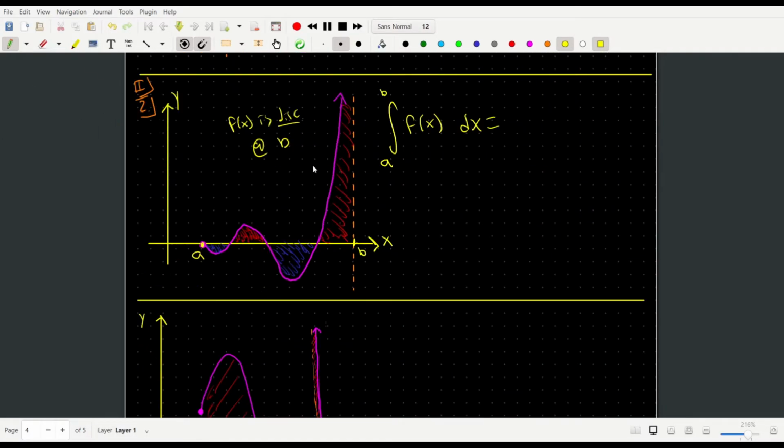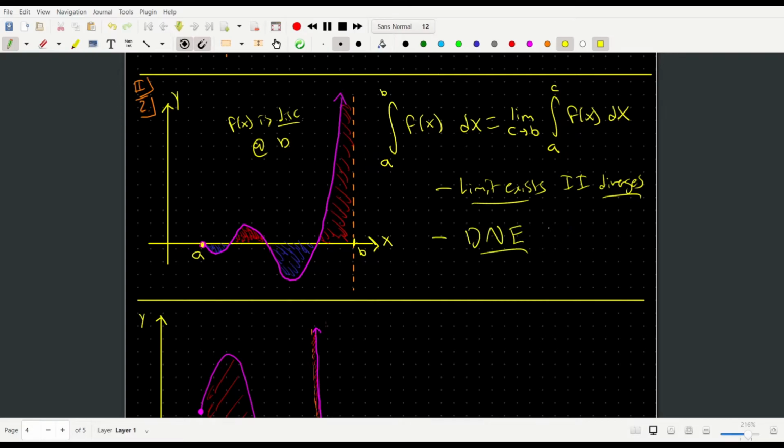So type 2 subtype 2 is where f of x, the function, is discontinuous at b, and again we have to define this as now the limit as c goes to b of the integral from a to c of f of x dx. If the limit exists, the improper integral converges. If it does not exist, it diverges. Sorry, I said that the other way around at first. If the limit exists, it converges, and if the limit does not exist, it diverges.